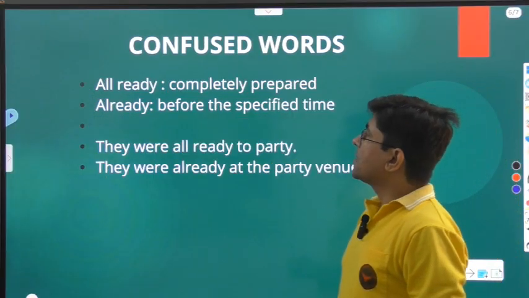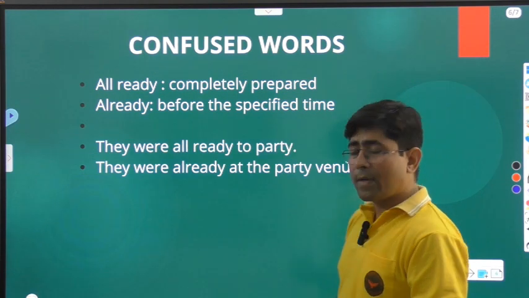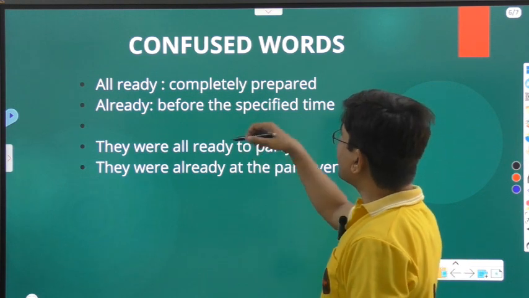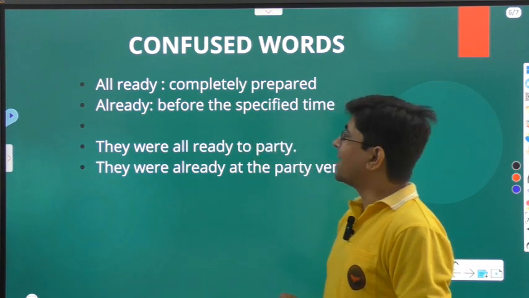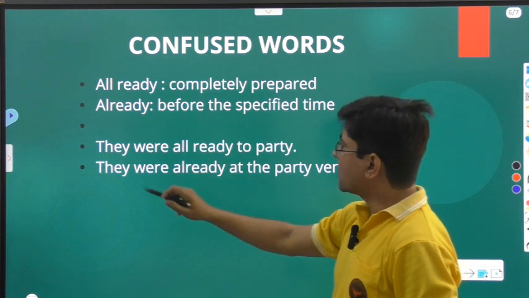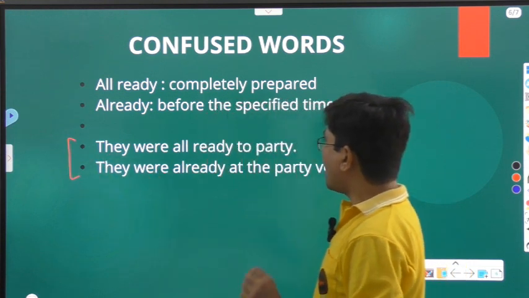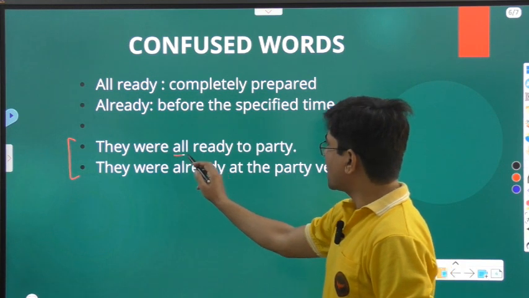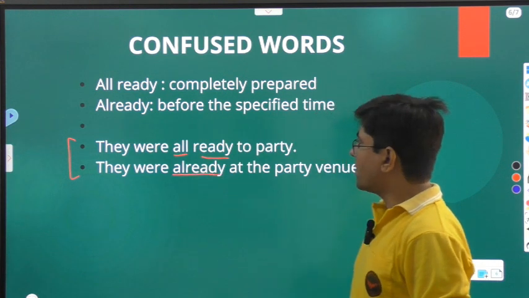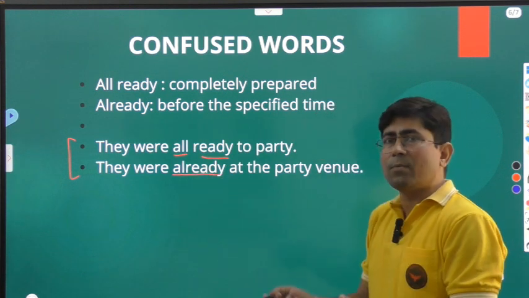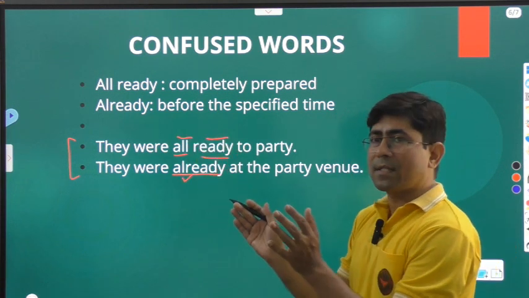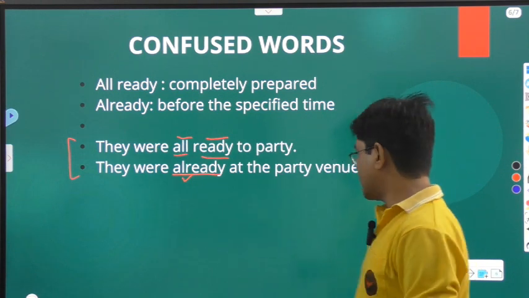And the meaning of this word is the end result or the outcome, you can say. The next pair of words is all ready and already. All ready, two words, all and ready separately, and one word, already. So all ready means completely prepared, and already means before the specified time. All right, see the uses of these words in sentences. They were all ready to party, means they were completely prepared for the party.